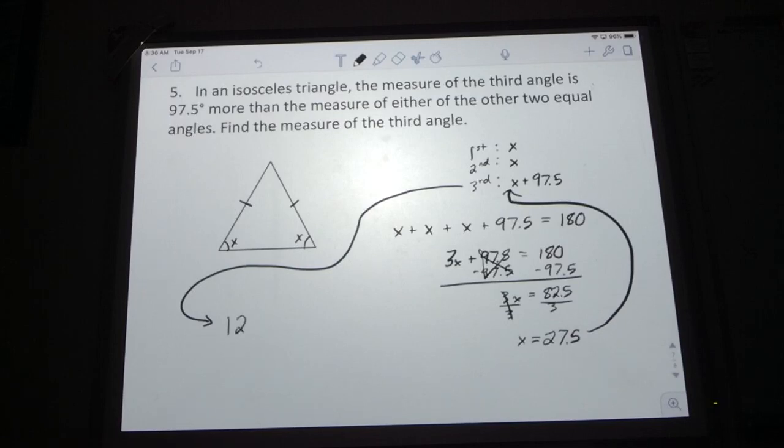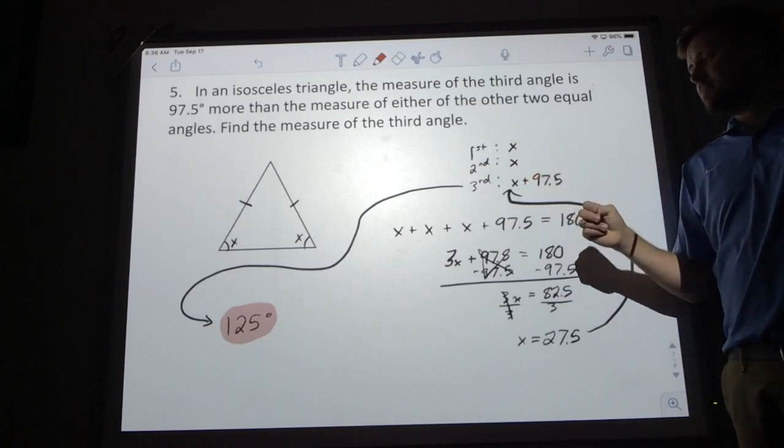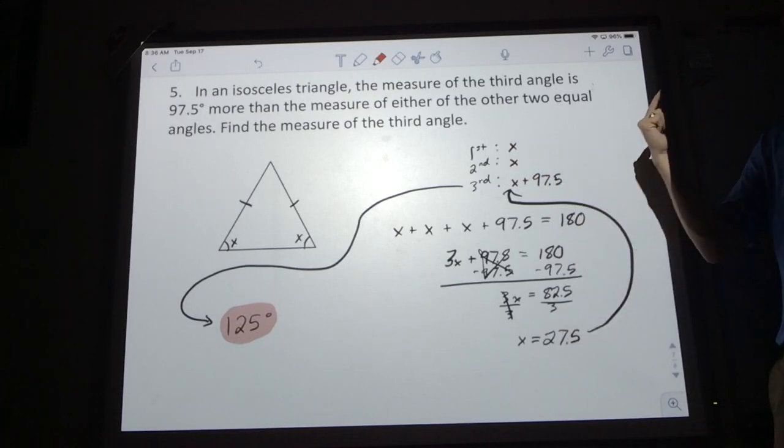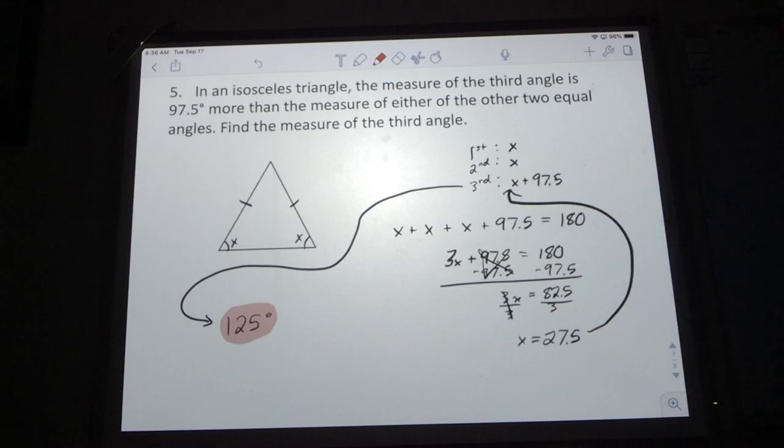125. 125 degrees. Okay, and you can check to make sure it makes logical sense. We know that all three of these should add up to 180. So 27.5 plus 27.5 plus 125 should add to 180, which it does. So we know that that's correct.